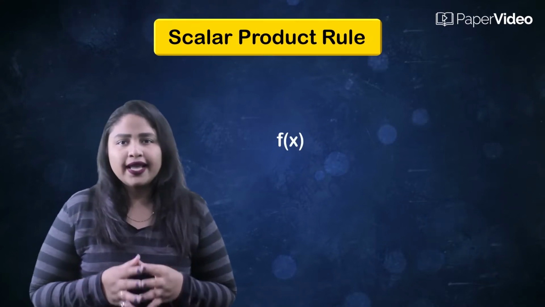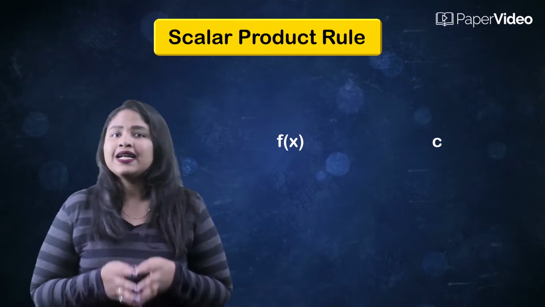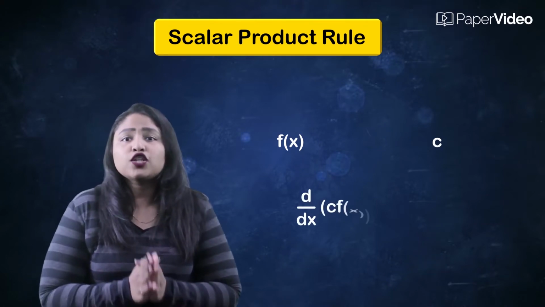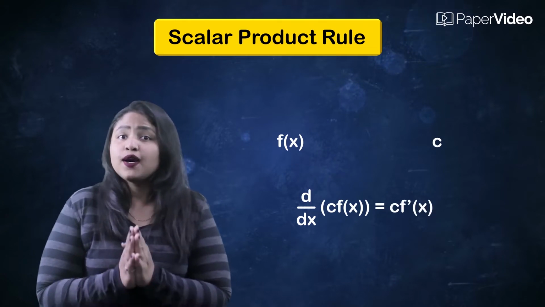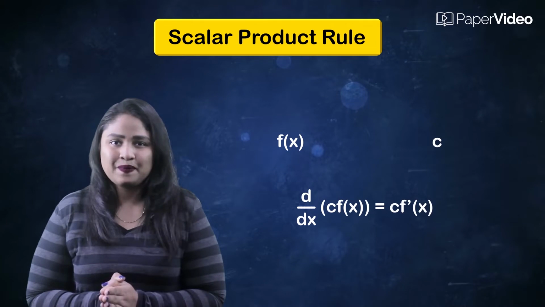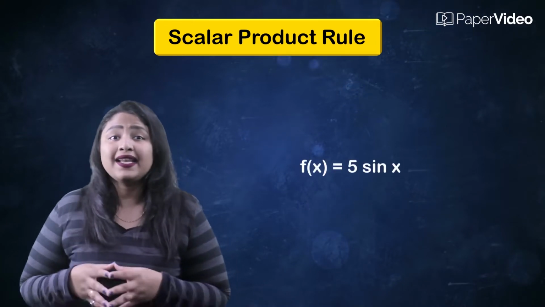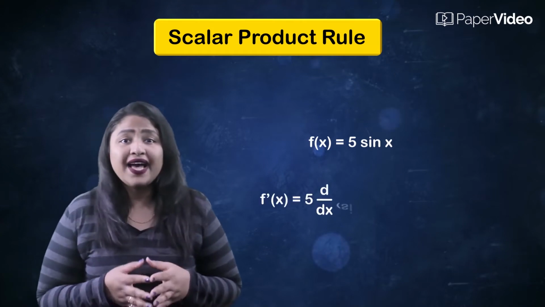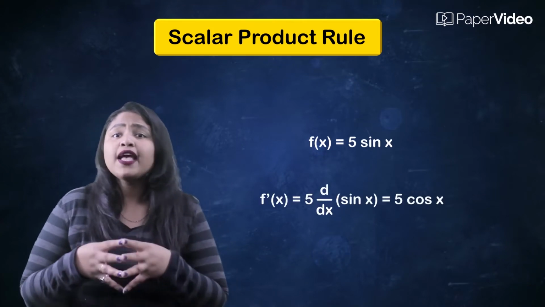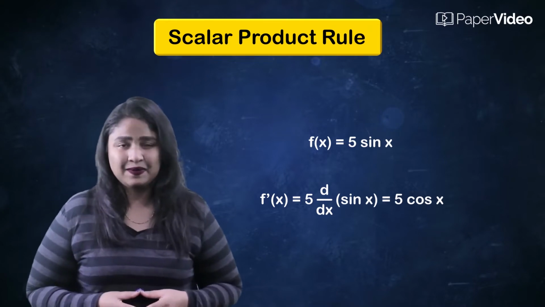According to this rule, if f of x is a function and c is a constant, then the derivative of the product of c and f of x will be the product of c and the derivative of f of x. For example, let f of x equal 5 sin x, then f dash x equals 5 into the derivative of sin x, which equals 5 cos x.